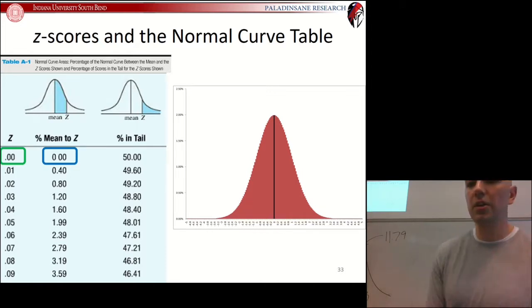So what you need to do if you're ever confronted with a negative score, if they ever ask something like, what is the proportion of scores below negative 0.5, what you need to do is draw this out and then just mirror flip it and say, well, it's symmetrical. So the proportion below negative 0.5 is going to be the same as the proportion above 0.5.